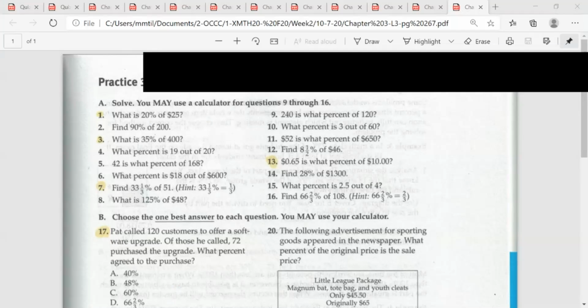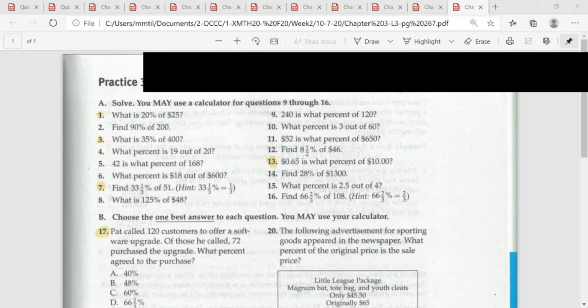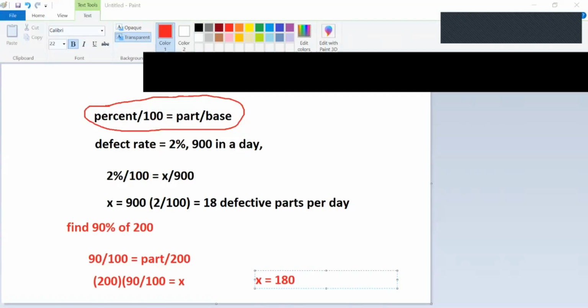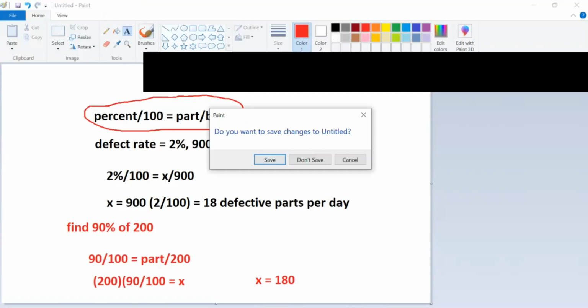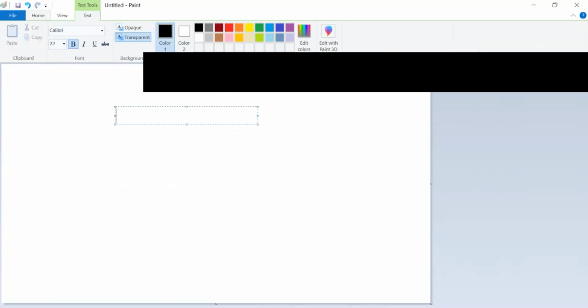$52 is what percent of 650? So set that up. What's that going to look like? 650 would be your base, right? Yeah, exactly. And your part is 52, is that right? Yep, you're getting it. Exactly right. And we know the 100 already, so the unknown is the rate. You want to know what that rate is.